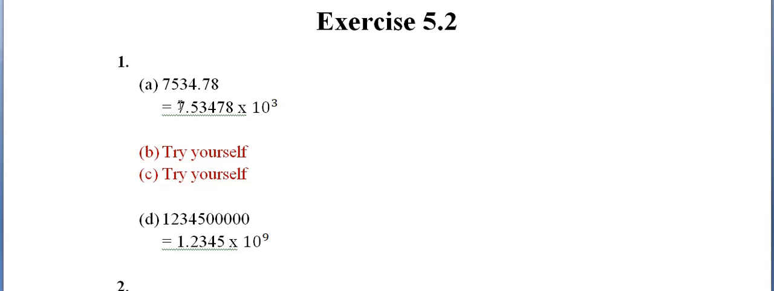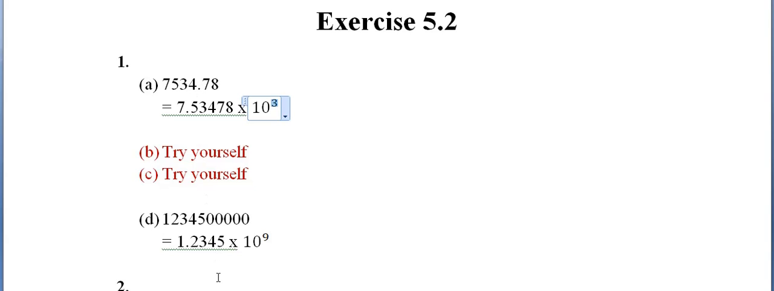So you will write the number 7.53478 into 10 to the power 3, since the decimal moved towards the left hand side for 3 places. How many times it has moved, you just write that particular number. If it is moving towards the left hand side for 5 places, you will write the power as 5. So this power actually refers to the positioning of the decimal place.